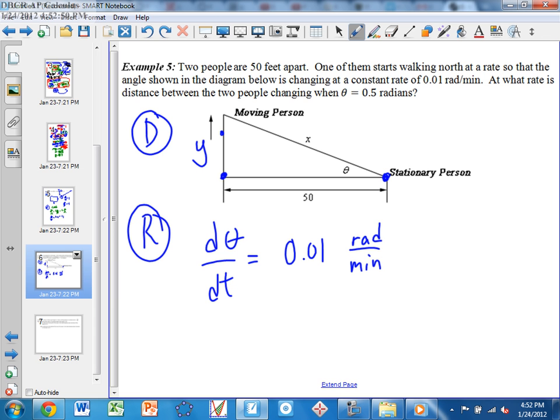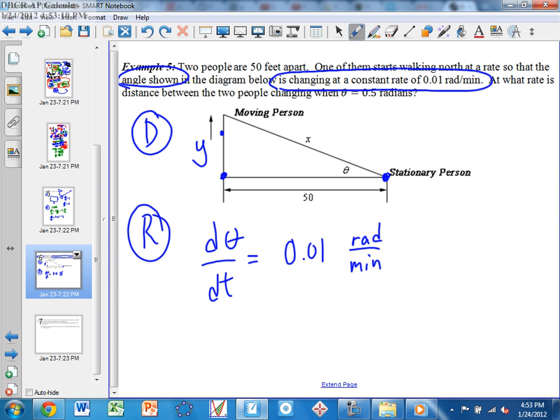So again, take a look at what you know. It says the angle shown in the diagram is changing at a constant rate. That's where that comes from. Next, we know that value so far. What are we looking for?